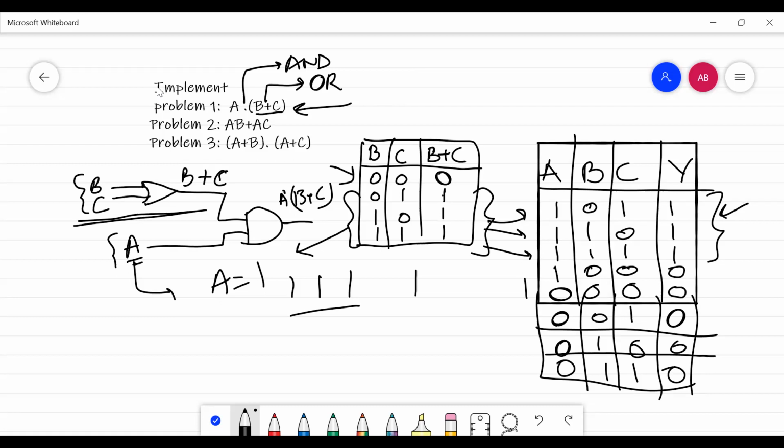So now what I'm going to do is make A as high and then check the variations here and then check out what is the output. Similarly, I'm going to check for A as 0, because then I'm going to get all the outputs as low. So let's go on to Tinkercad.